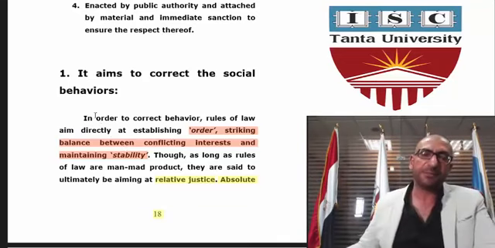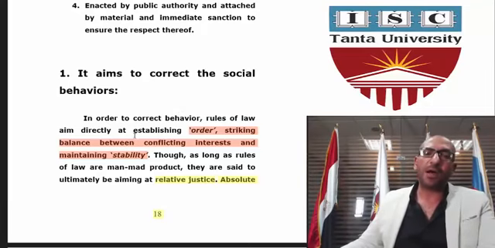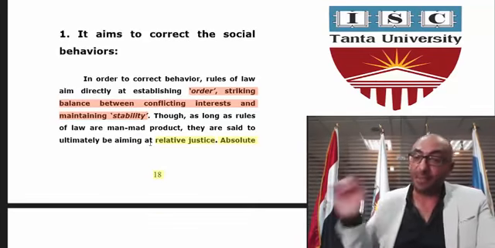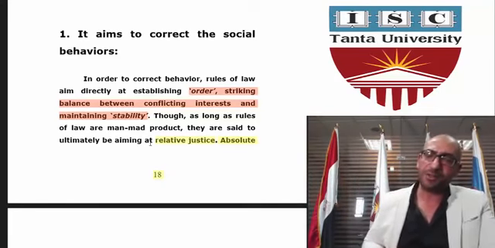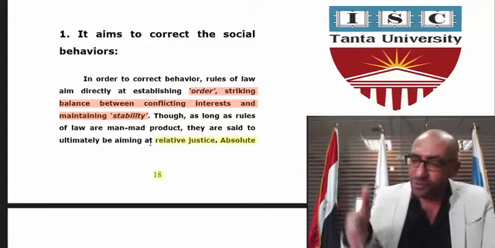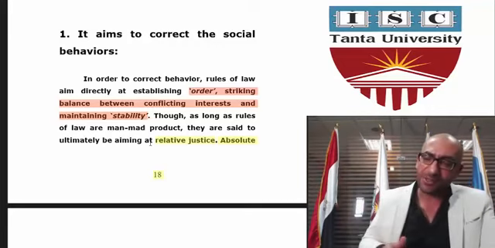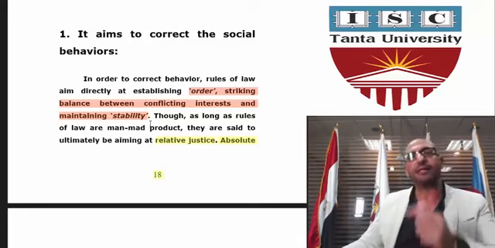So as I'm saying here, in order to correct the social behavior, rules of law aim directly at establishing order, striking balance between conflicting interests, and maintaining stability. This is the main task of the law. Order, uniformity, and stability wouldn't be achieved without drawing the borders between the conflicted interests in any given society.